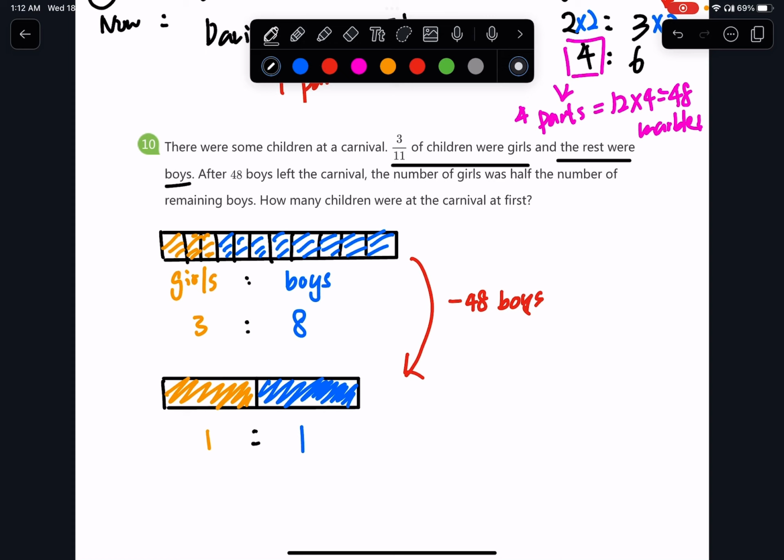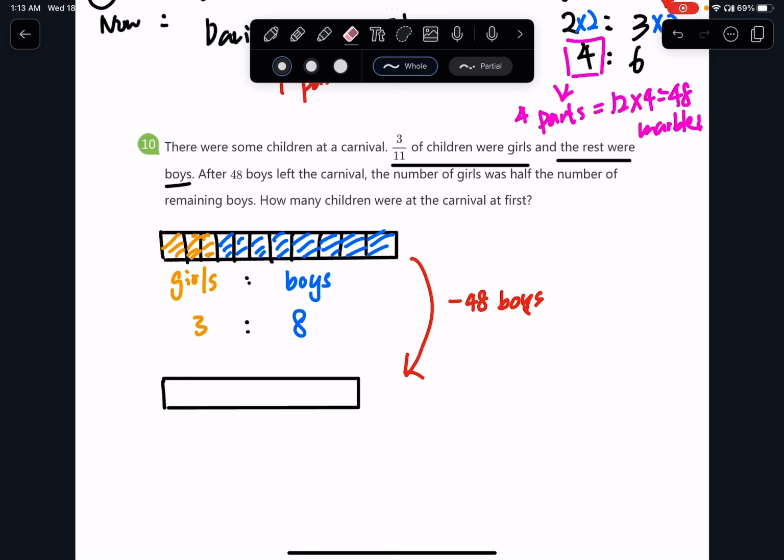Oh, so sorry, I think I made some mistake. After 48 boys left the carnival, the number of girls was half the number of remaining boys. Okay, it's half of the remaining boys. So it should not be 1 to 1. It should not be 1 to 1. It should be 1 to 2. Okay, 1 to 2.